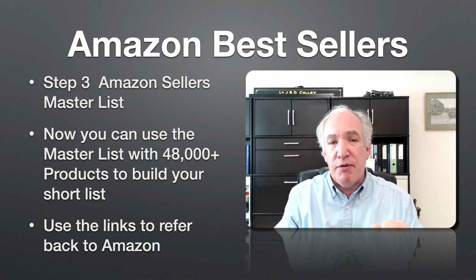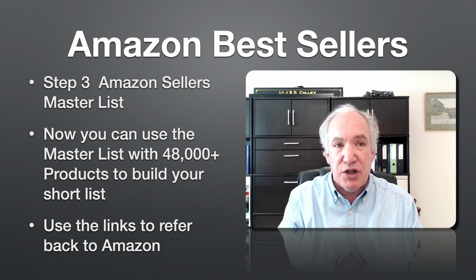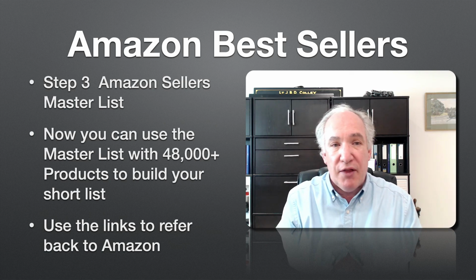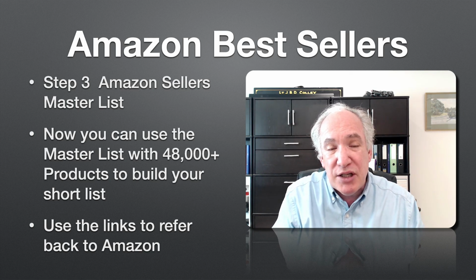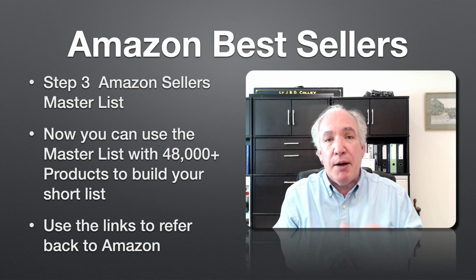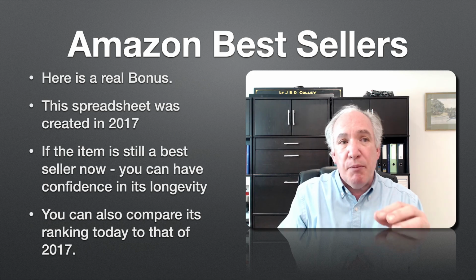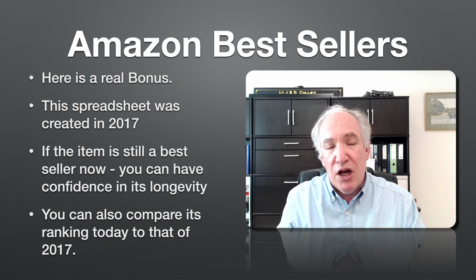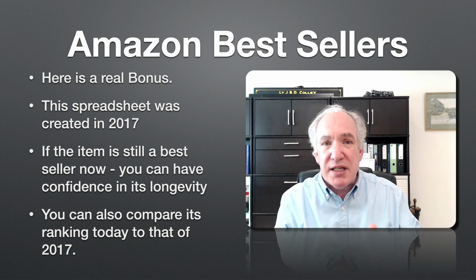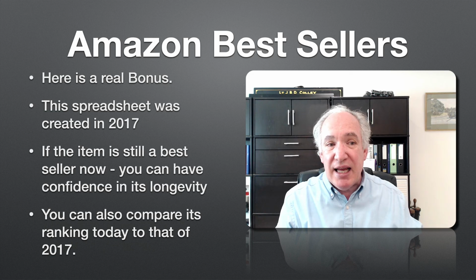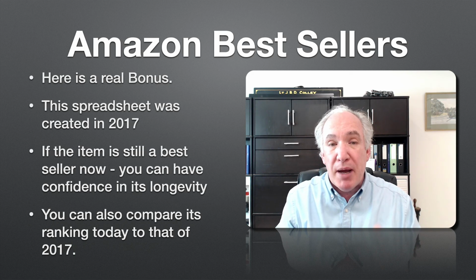If you want to get granular, I provided you with step 3, the Amazon Sellers Master List. This contains all the data in this 2017 spreadsheet with product links for each of the 48,000 plus products, so you can review in detail some of the criteria that applied to those products in 2017, and see how they compare today. You're getting like a double whammy. You can use the links to go back and see what the listings are looking like today in Amazon. And this is the real bonus. Because the spreadsheet was created in 2017, you've got a time series analysis on your hands. If the item is still a bestseller today, then you can have confidence in its longevity. You can also compare its ranking today to that of 2017 and see whether it's gone up, down or sideways. You've got this comparative data, which is very valuable, so make sure you use it.